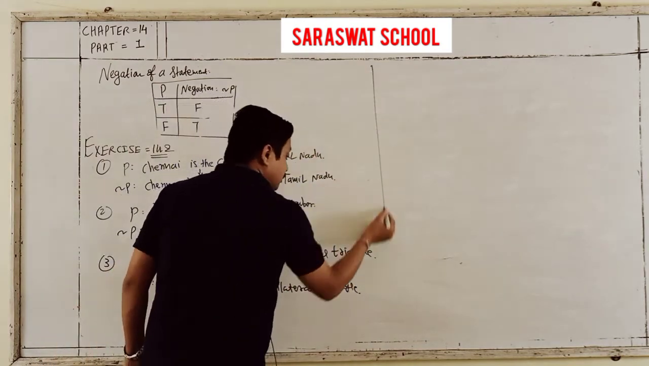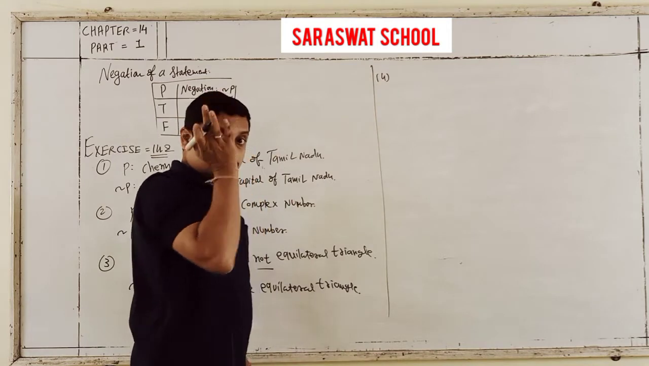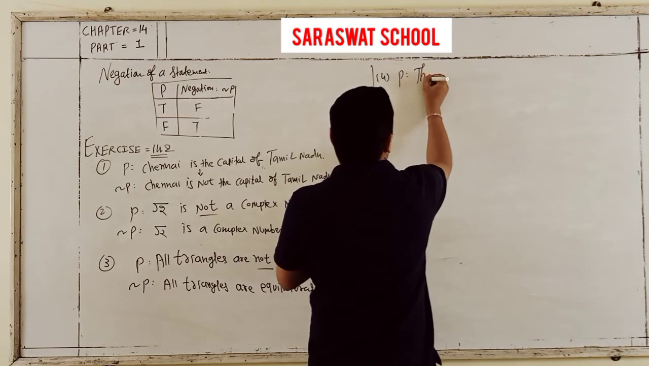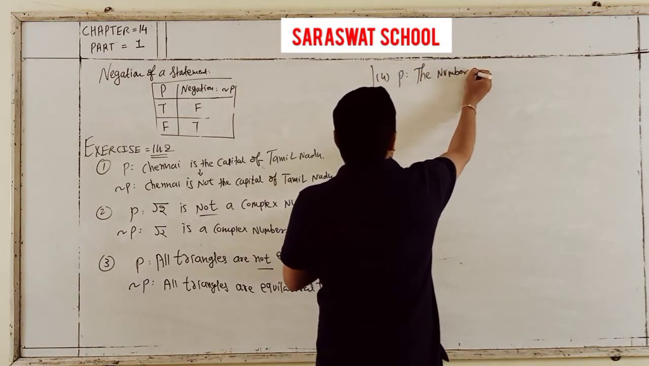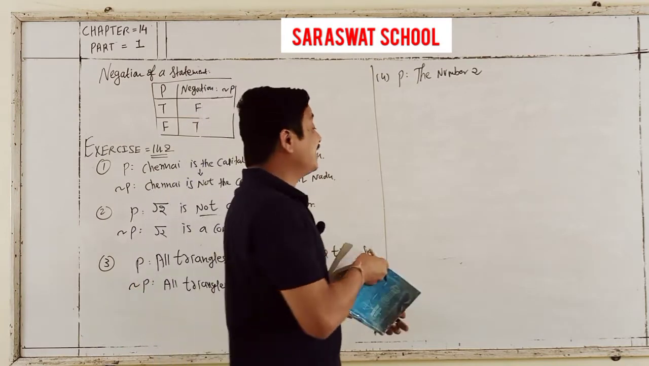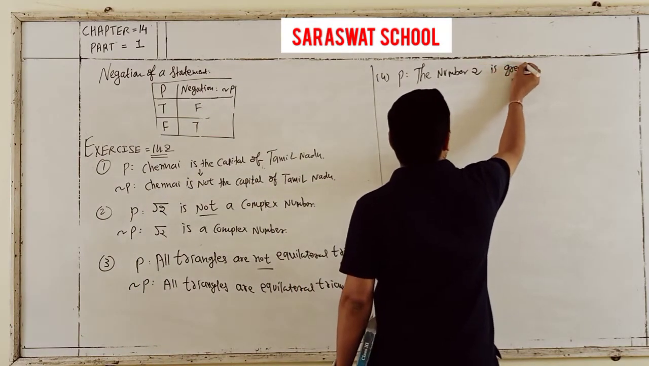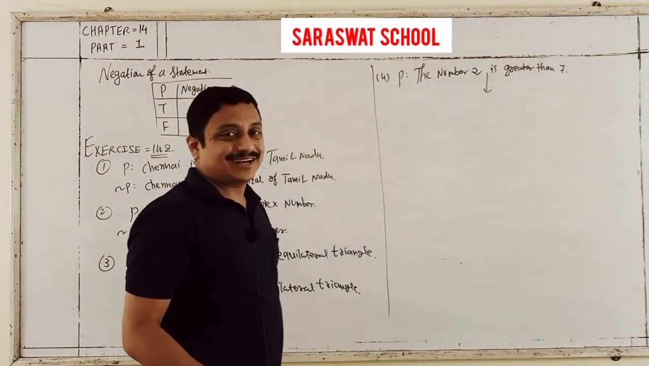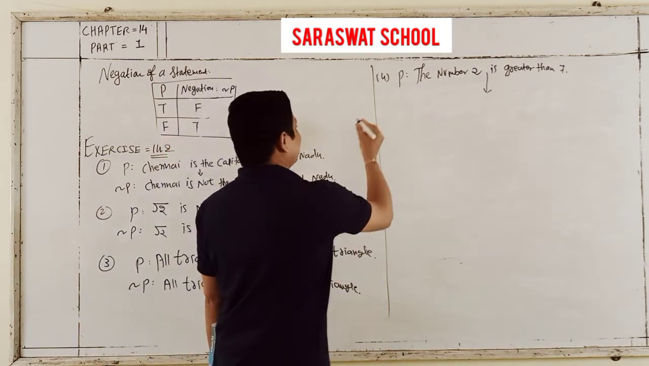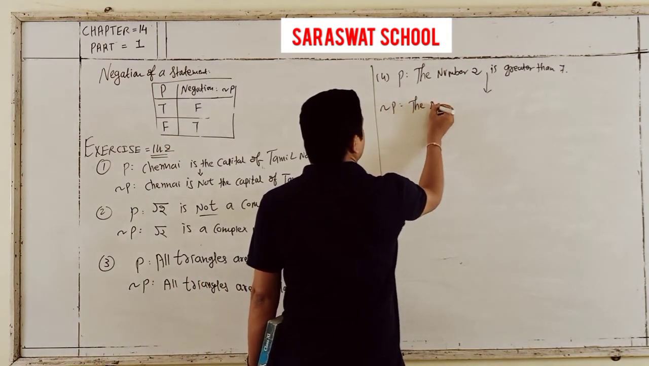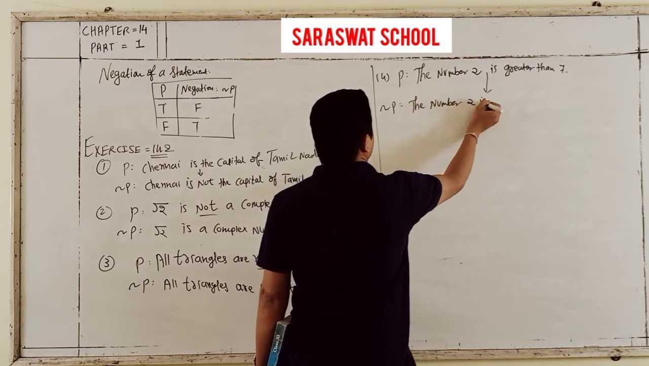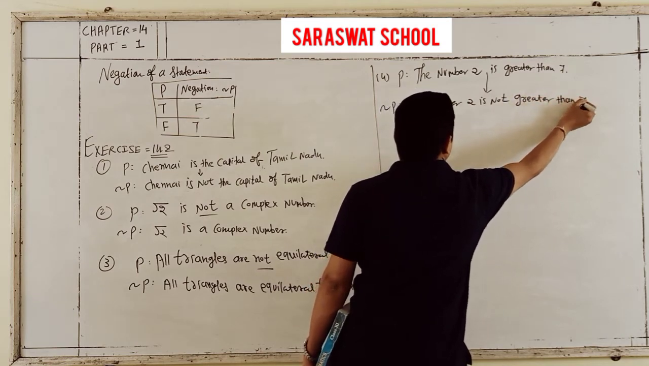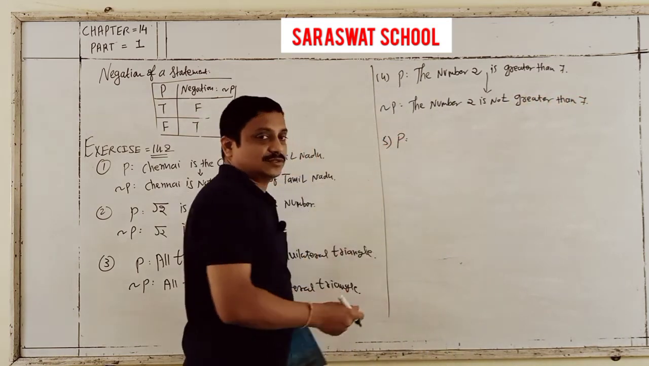Next, continue moving to the fourth one, and in the fourth one also students, similarly going. The number 2 P statement: the number 2 is greater than 7. Only here I write down, number 2 is not. So negation P, the number 2 is not greater than 7.